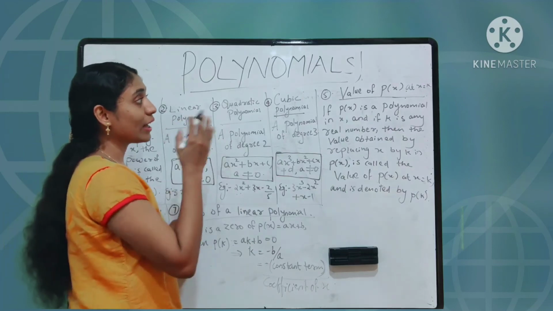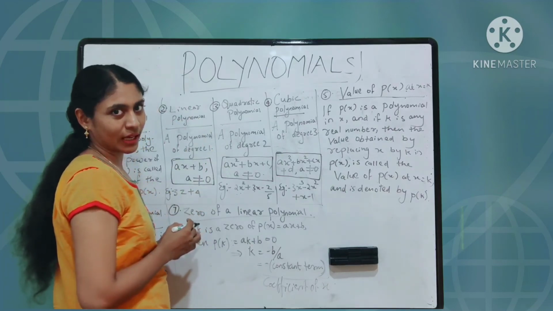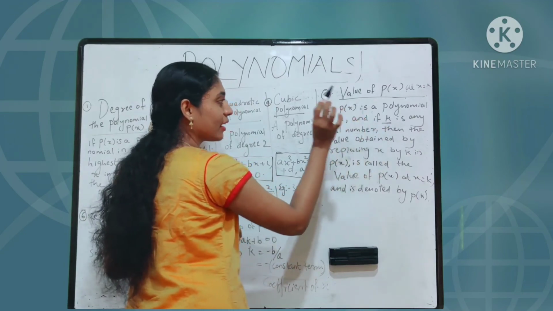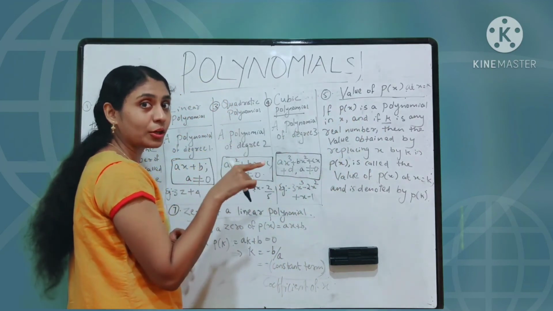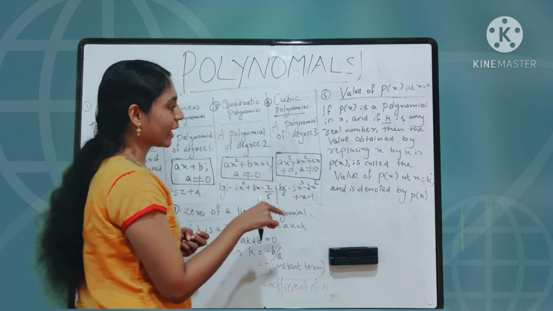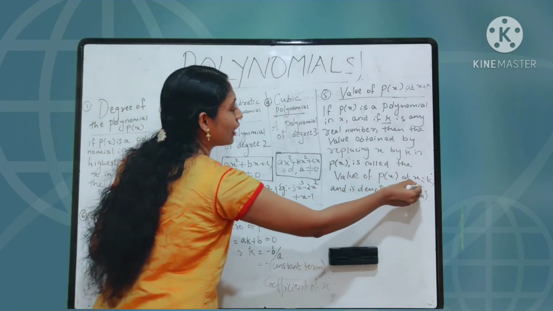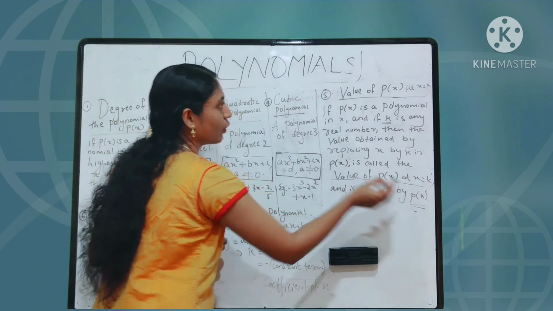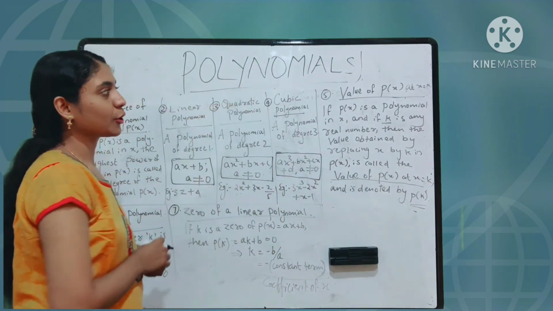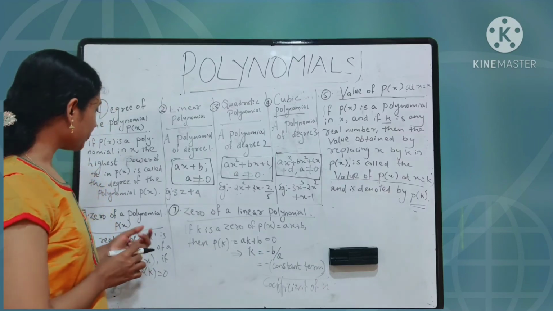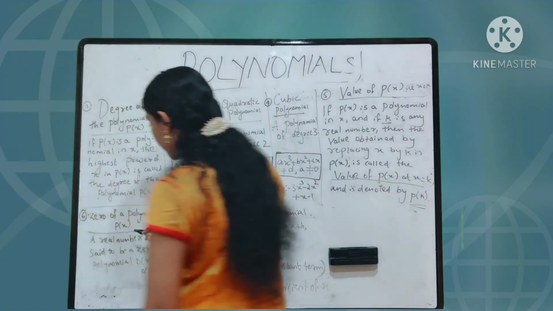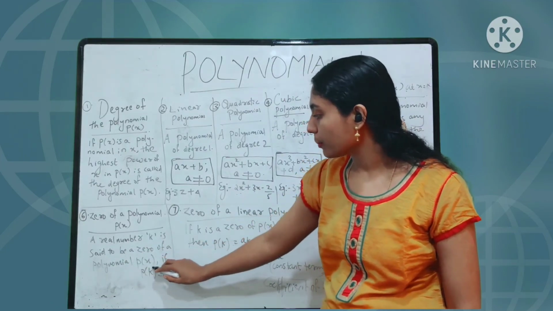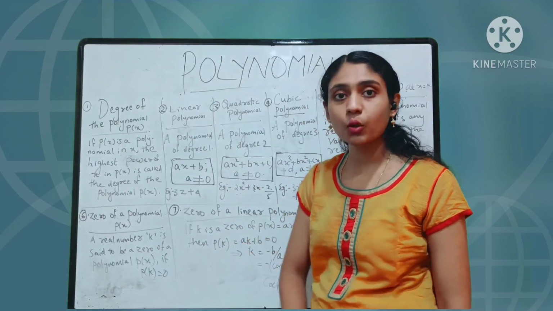Then we discussed the value of p of x at x is equal to k, right? If p of x is a polynomial in x and if k is any real number, then the value obtained by replacing x by k in p of x is called the value of p of x at x is equal to k and is denoted by p of k. That is the value of p of x at x is equal to k. Now 0 of a polynomial p of x: a real number k is said to be a 0 of a polynomial p of x if p of k is equal to 0.